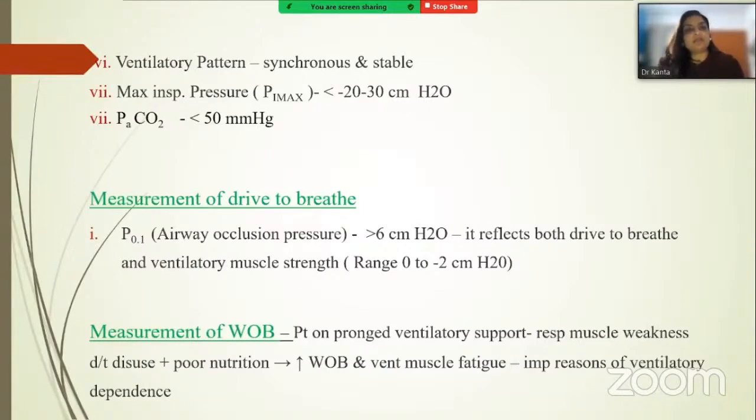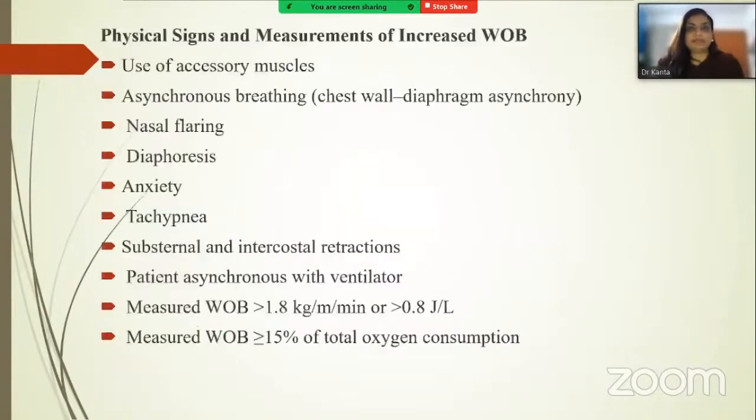Once we have seen the ventilatory muscle strength and drive to breathe, we look at the patient's work of breathing. A patient on prolonged ventilatory support is sometimes associated with respiratory muscle weakness, which can be due to either disuse of those muscles because the respiration is being provided by the ventilator, or an associated poor nutrition if that has not been taken care of. This leads to increased work of breathing and ventilatory muscle fatigue the moment the patient starts breathing spontaneously, and this is an important reason for ventilatory dependence.